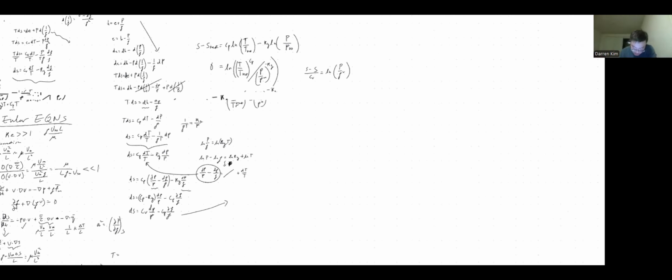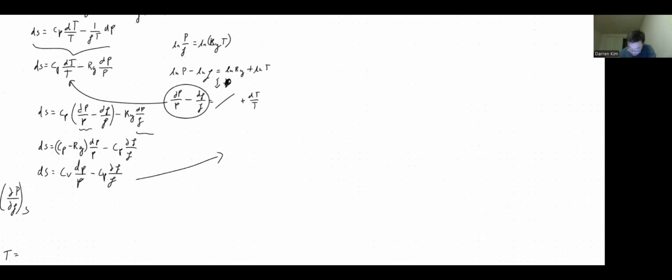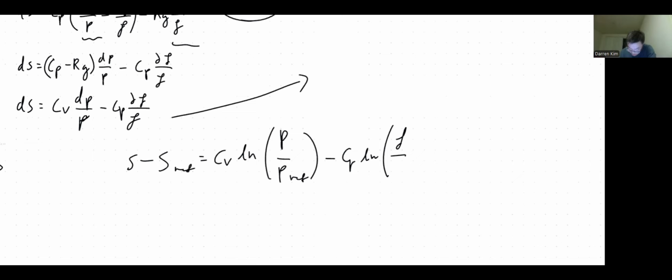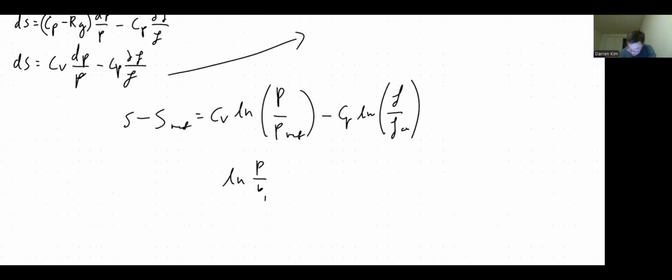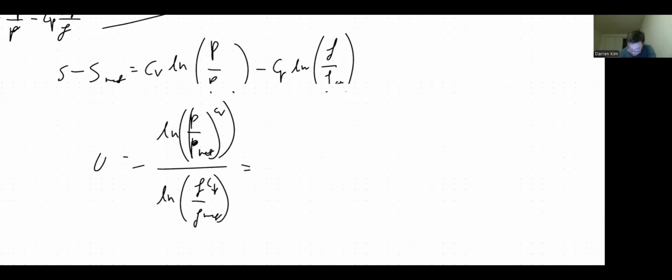If we integrate this, it is S minus S ref, which equals Cv ln of P over P ref, minus Cp ln of rho over rho ref, and then it's ln of P over P ref to the Cv, and this is by ln of rho over rho ref to the Cp, and this must be like this. Which gives you 0, so this must be equal to P over P ref equal density over density ref, raised to Cp over Cv. If I got rid of this, then P over P ref equal rho over rho ref to the power alpha.